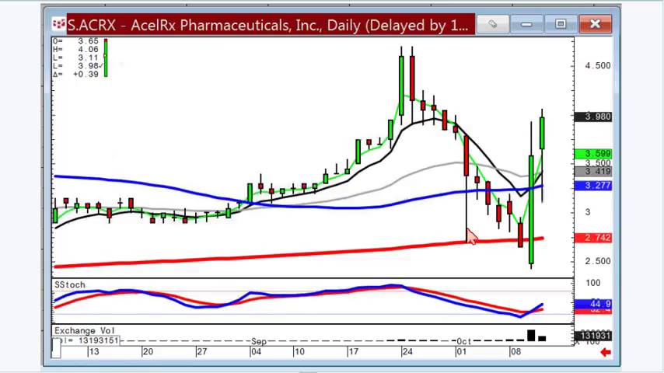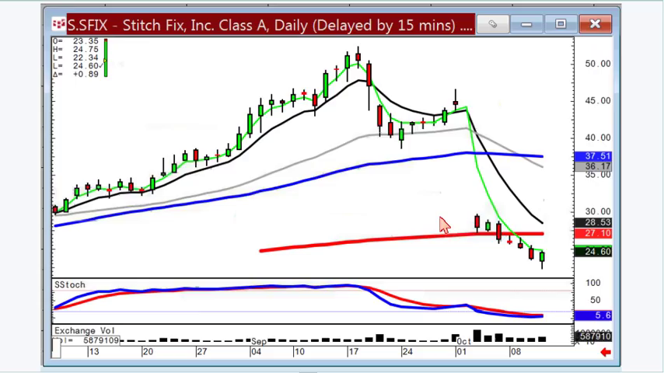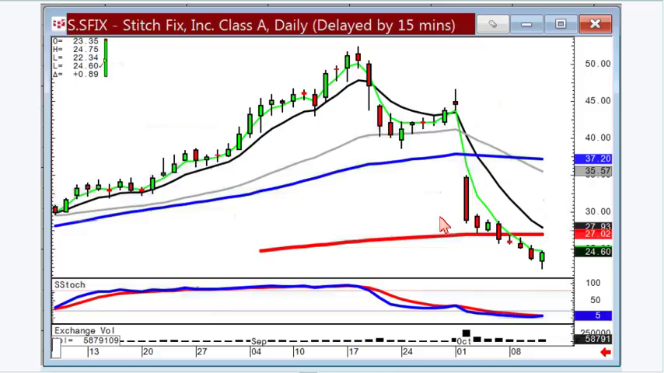ACRX, big bullish engulfing. Remember, the bigger the signal, the more compelling there's been a change of investor sentiment. I would stay long on this one. Whiting, stay short. But again, a doji right here on the 200. Start watching for bullish confirmation. And SFIX, you stay short on this one. Again, there's your bearish best friend signal. Stay short until you see a buy signal, a confirmed buy signal.